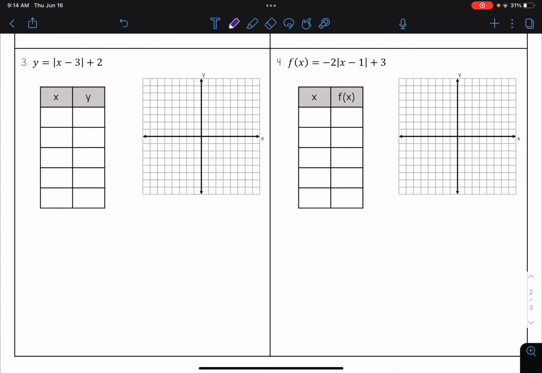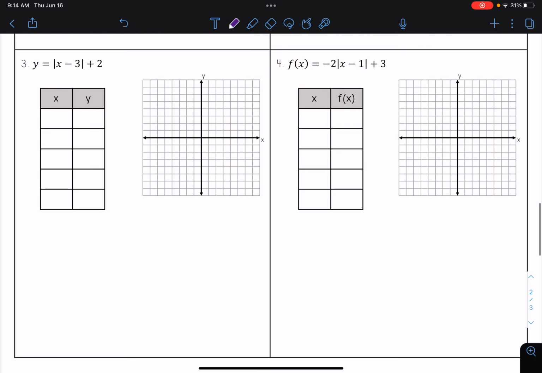Okay, let's look at 2 more examples. So I'm going to go ahead and use the first method here again. So here I see that my vertex is at 3, 2, so I'm going to put that in the middle. And I'm going to go ahead and plot that. And then now I need to go ahead and find my other 4 points.